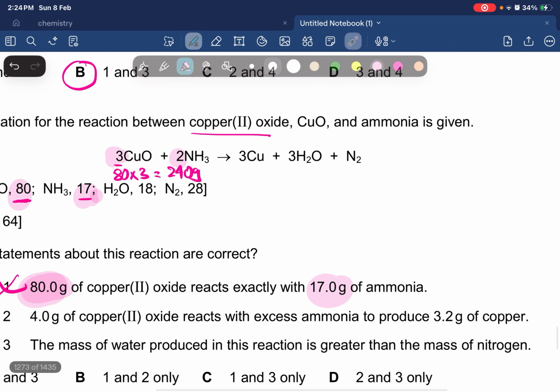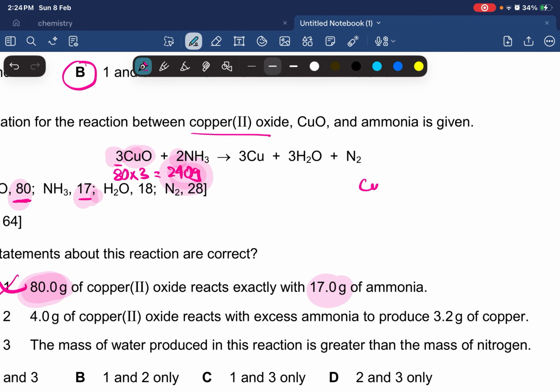Okay, so over here, 240 grams of this copper oxide. The ratio of copper oxide to copper is 1:1. 3:3 means 1:1, or write 3:3, whatever you want.